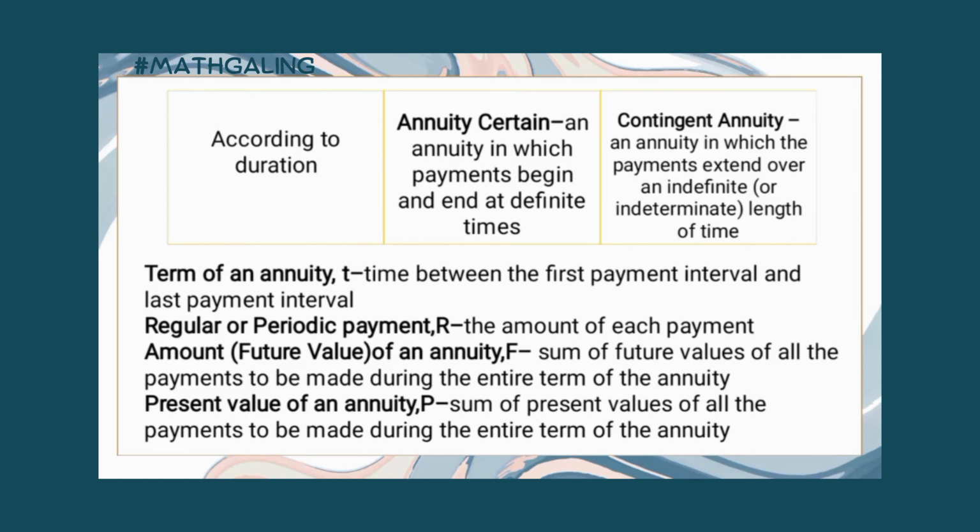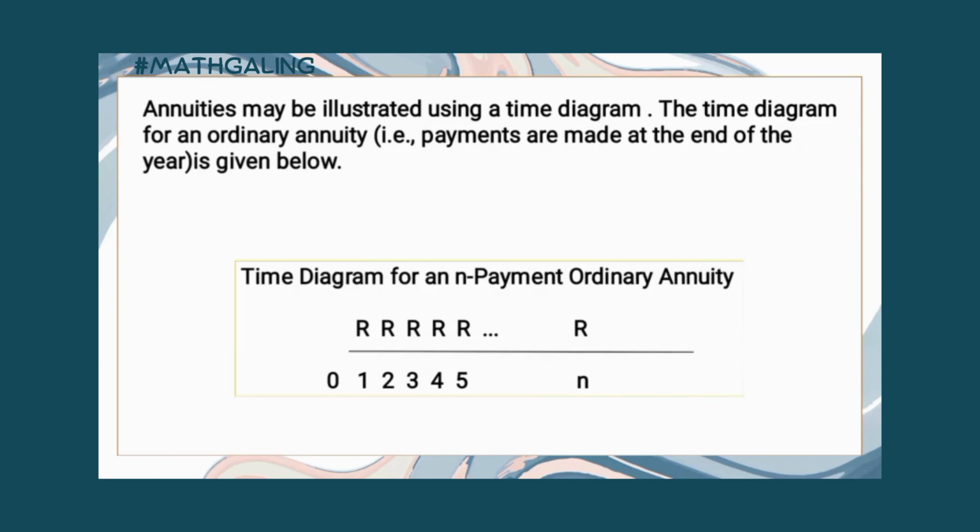So now let's proceed to our topic. Annuities may be illustrated using a time diagram. The time diagram for an ordinary annuity, where payments are made at the end of the year, is given below. So we have here a time diagram. We have 0, 1 to 5 in terms of years, and R represents the amount of each payment, and n is the number of payments.